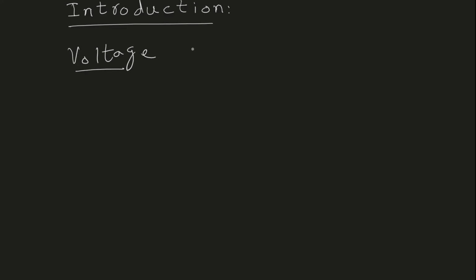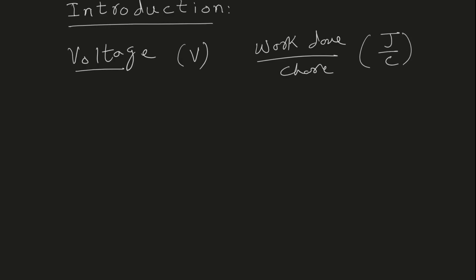The voltage is measured in the units of volts, and a volt is defined as work done per unit charge. Therefore, the units of voltage are joules per coulomb. So it's the amount of work done in moving a charge a certain distance in the presence of an external force. And this is basically the definition of the voltage.